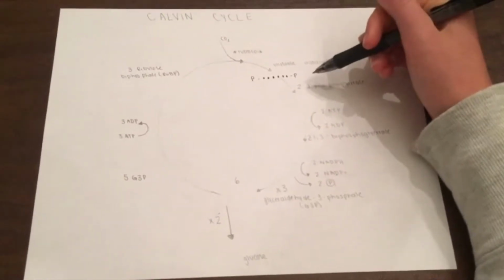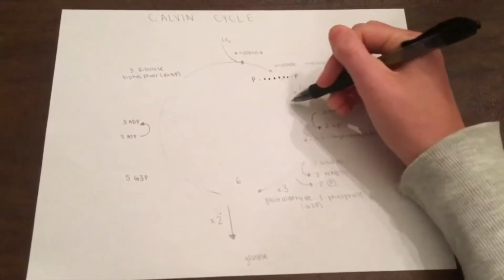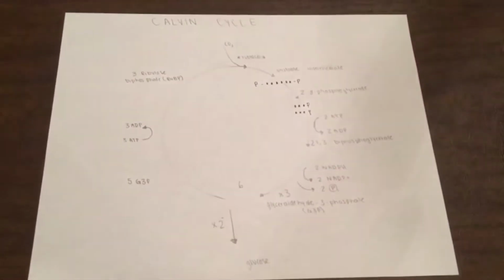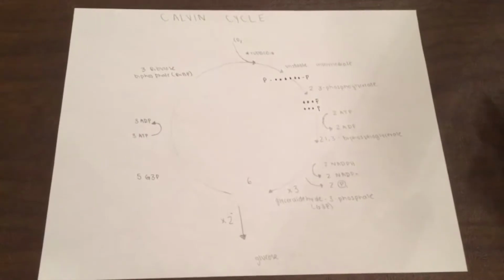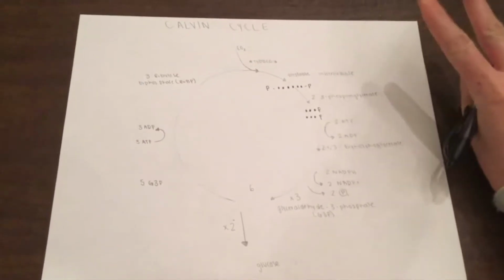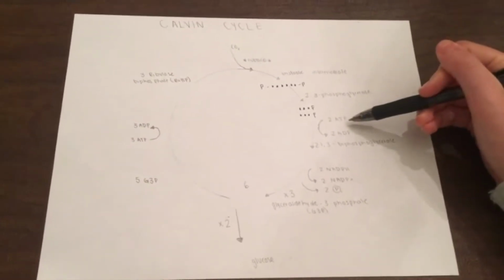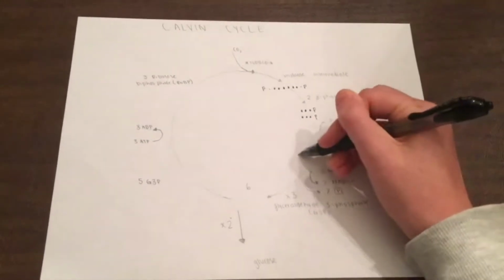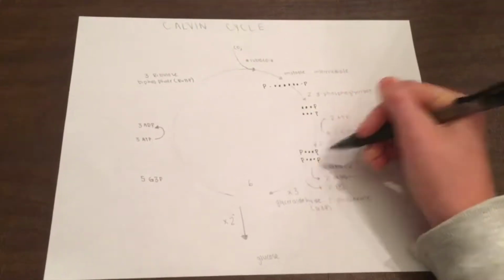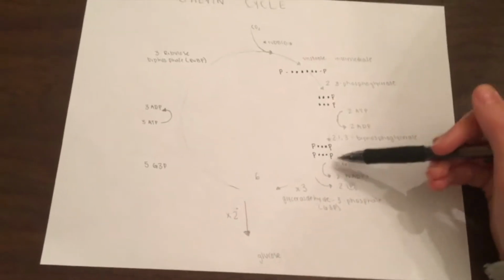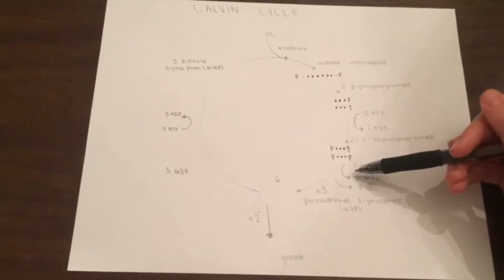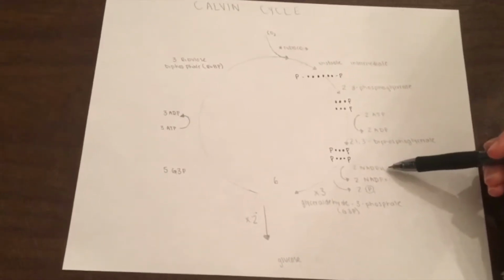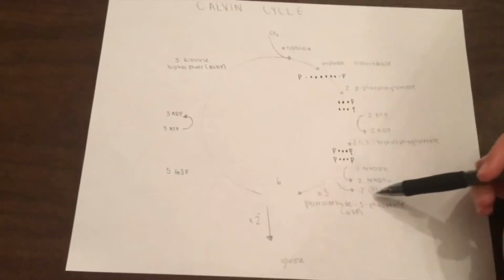This molecule is really unstable, so it's going to immediately split into 2 3-carbon molecules with a phosphate on each end. This molecule is called 3-phosphoglycerate. Now, with these 2 molecules of 3-phosphoglycerate, we're going to add another phosphate group to each side so that it's a 1,3 biphosphoglycerate. So with this NADPH from the light reactions, it's going to donate a pair of high energy electrons to each of these 3 carbon molecules because we have 2 molecules of NADPH.